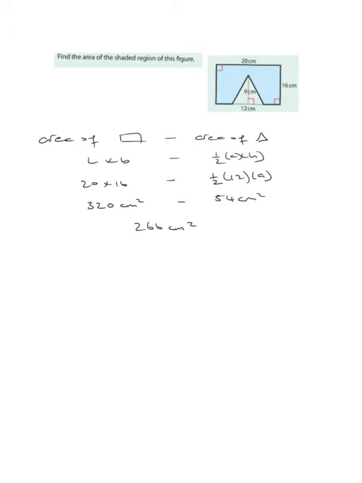So remember, to get the area of a shaded region, you must get the area of the full shape, okay, the total shape, and then minus the area of the unshaded part.